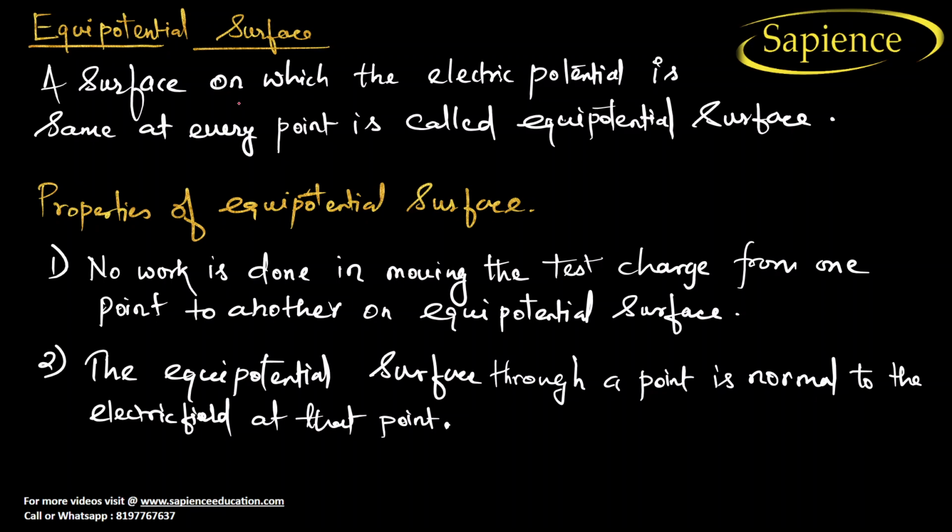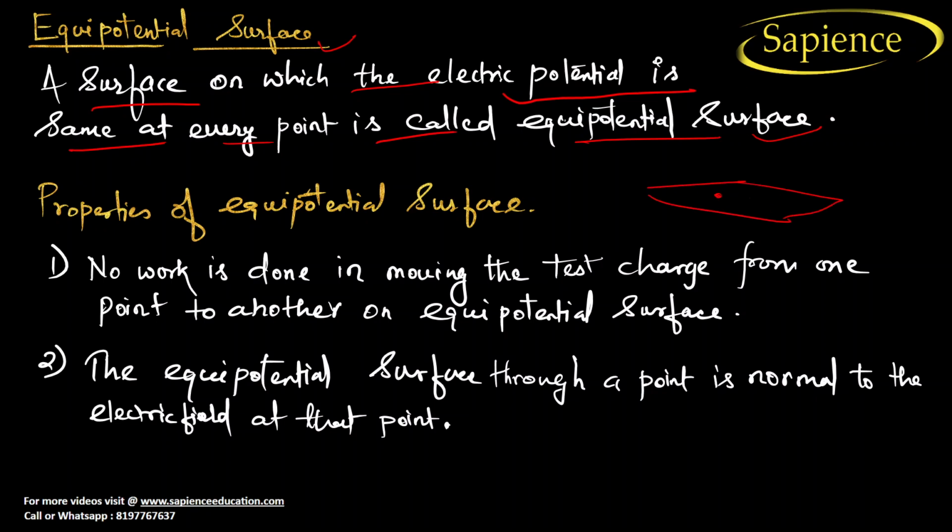Now this is another topic, that is equipotential surface. Equipotential means equal potential. A surface on which the electric potential is the same at every point is called an equipotential surface. For example, let us consider this is a surface. The potential at this point, this point, this point, everywhere will be, suppose, 10 volt. It means that this surface is an equipotential surface.